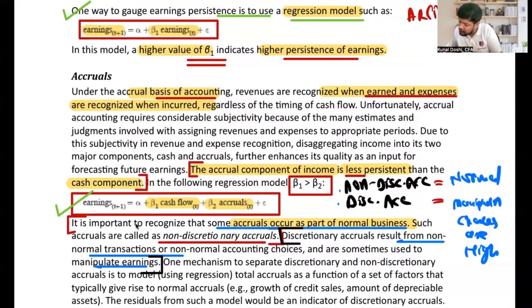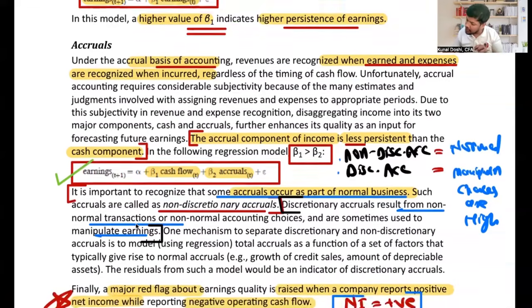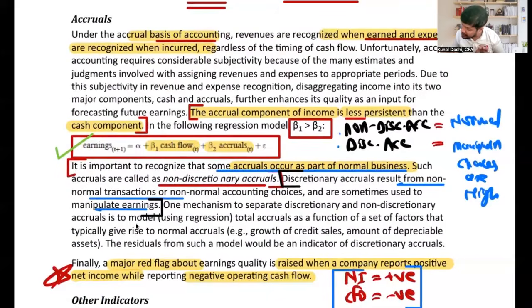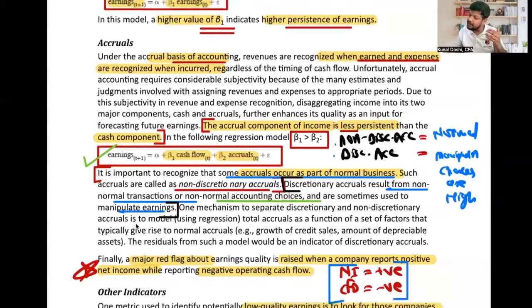If that is the case, then what will be my conclusion? It is important to recognize that some accruals occur as a part of normal business. Such accruals are called non-discretionary, and others come from the discretionary part, which is manipulative. If my accruals proportion is higher, that shows a red flag. That is a clear sign of manipulation. If my current earnings are highly related to the cash flows, then it's okay, but if they are more related to the accruals, then it is not. Clear, everyone?